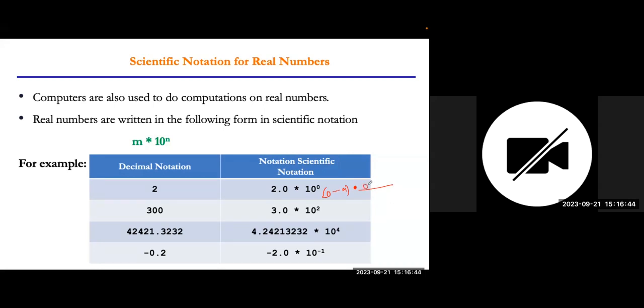That is also a combination of 0 to 9, multiplied by 10 to the power of how many positions the dot is moved. If it moves to the left, it will take plus. If it is moving to the right side, it will take the negative power.